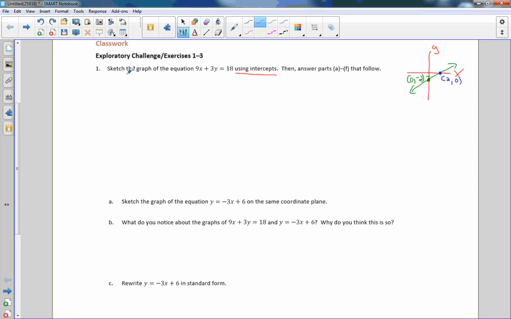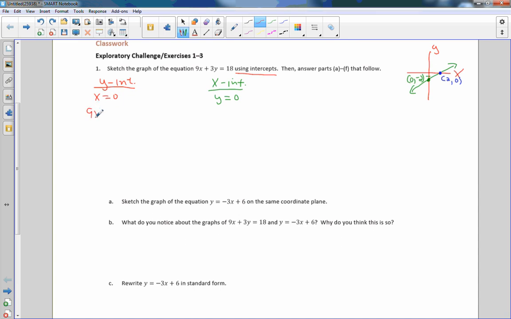So until you get the hang of this, I'm going to write that. I'm going to write y-intercept here, and x-intercept here. And what I need to know in the y-intercept is that x equals 0. And when I'm looking at the x-intercept, I know that y equals 0. And then I'm going to solve this equation with this information.